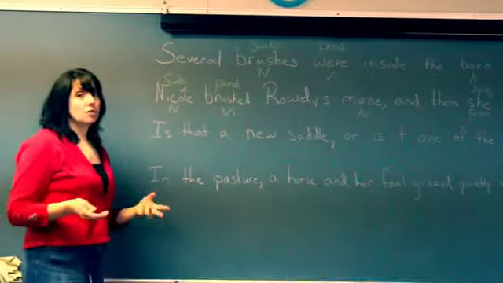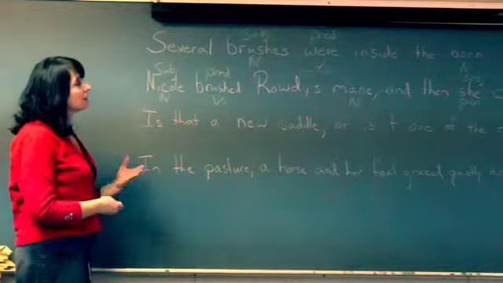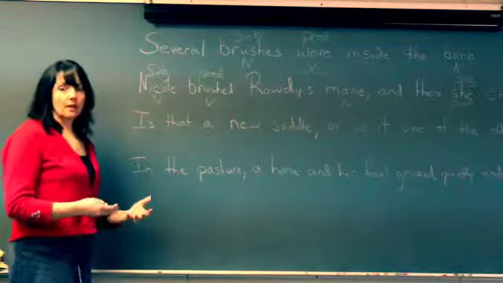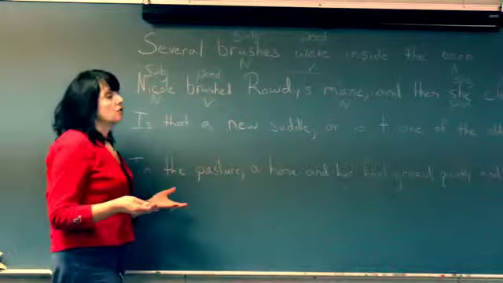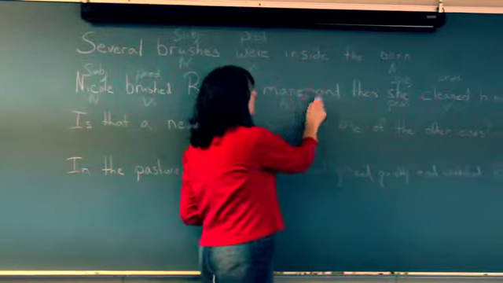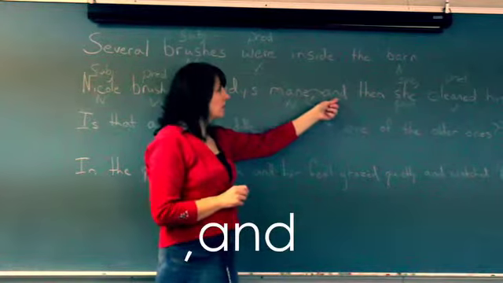That means we have at least two clauses. Can they each stand alone? Yes. Nicole brushed Rowdy's mane can stand alone. Then she cleaned his hooves. That can stand alone. So we have two independent clauses. Notice that we have punctuated that exactly how I taught you in the last video. We have a comma here right before the coordinating conjunction and.